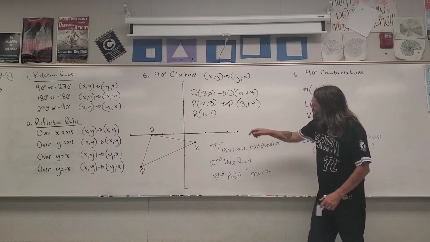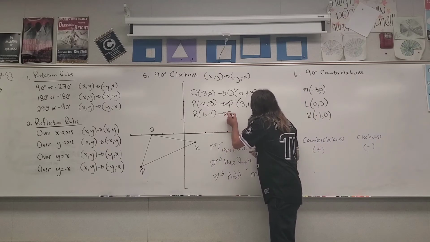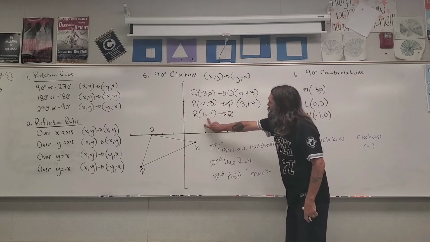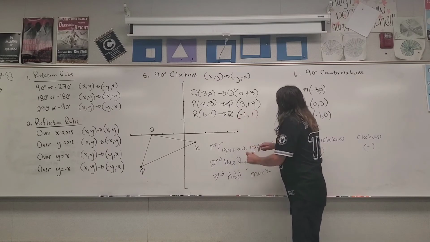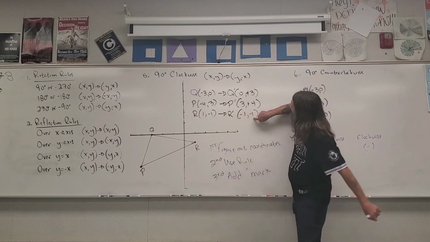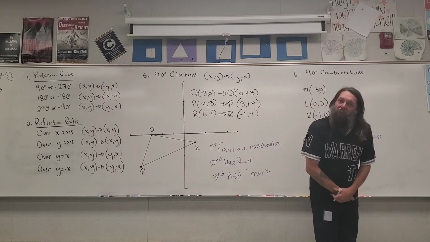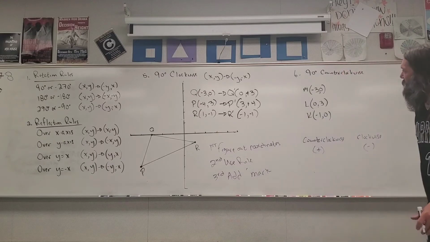And R goes to R prime. We switch the order. And we change the sign of that number. So this was positive, and now I put a minus there, and now it's negative. That's problem number 5. Again, I think this is a very simple, straightforward test.